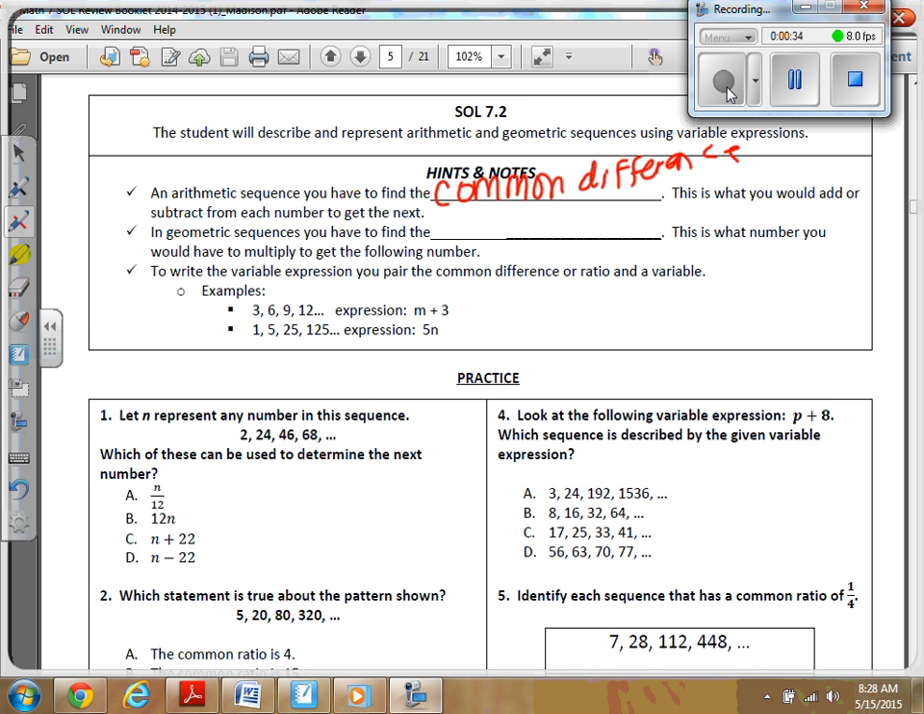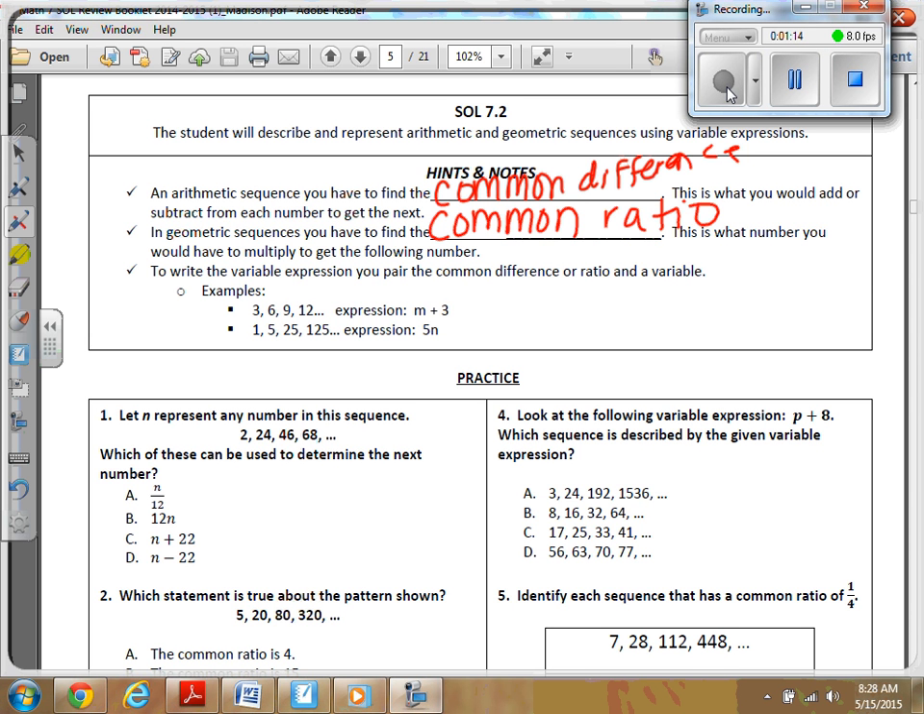In a geometric sequence, you have to find the common ratio. That's what you're multiplying by to get the next term in the sequence. So, for example, expressions. That first one, 3, 6, 9, 12. The expression that you could use is m plus 3, or r plus 3, or z plus 3. It's just some variable plus 3, because you can plug in 3 where the m is. 3 plus 3 gives you 6. Plug in 6 where the m is. 6 plus 3 is 9. So you're just getting the next term in the sequence.